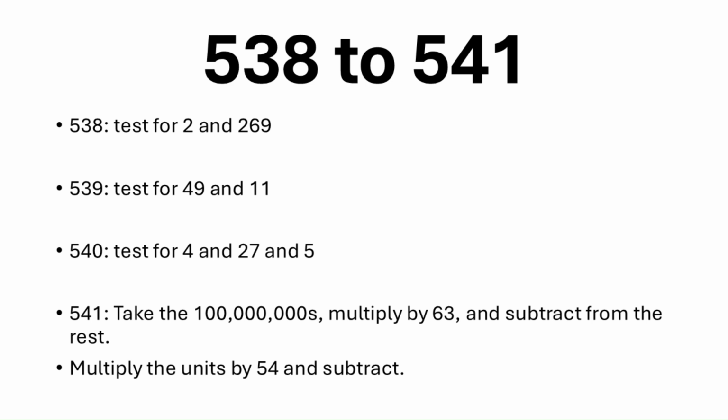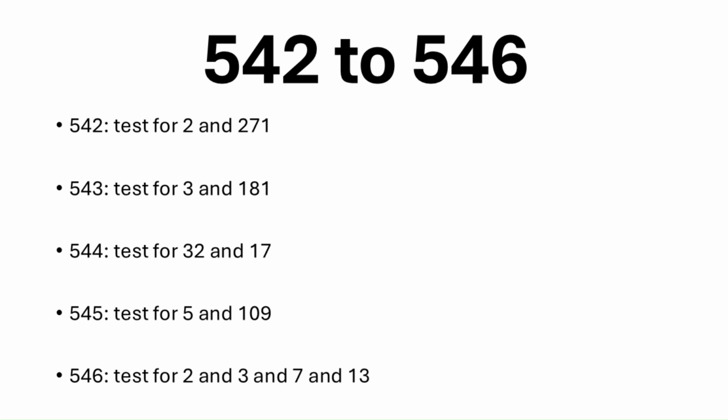541, take the 100 millions, multiply by 63, and subtract from the rest. Multiply the units by 54 and subtract. 542, test for 2 and 271. 543, test for 3 and 181. 544, test for 32 and 17. 545, test for 5 and 109. 546, test for 2 and 3 and 7 and 13.